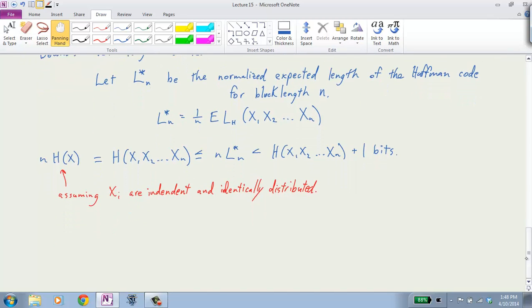So if we divide this by n, we get that the entropy of x is less than or equal to ln star is less than entropy of x plus 1 over n bits. Okay, so this bound where we're squeezing, now the bounds are getting closer as you go to long block lengths, and they do approach entropy.